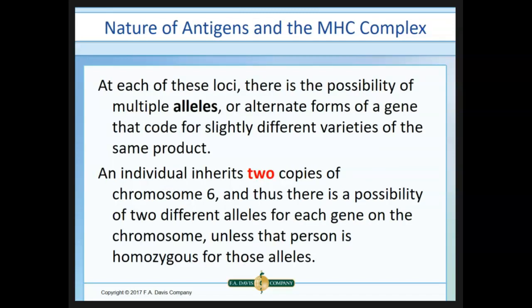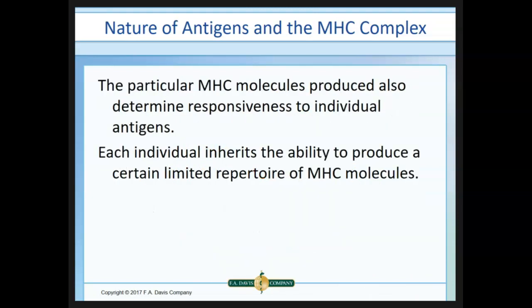At each of these loci, there's a possibility of multiple alleles or alternate forms that code for slightly different varieties. An individual inherits 2 copies of chromosome 6, so there's a possibility of 2 alleles for each gene on the chromosome, unless that person is homozygous. And this one is not so important, just so you know where we're going with this. The particular MHC molecules produced also determine the responsiveness to individual antigens. So again, this is how genetics play a part in your ability to respond to immunogens.